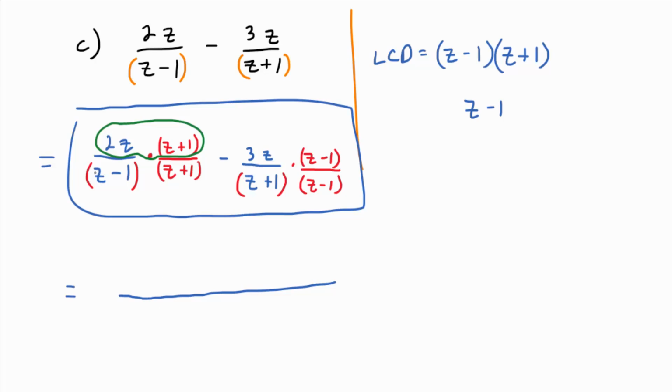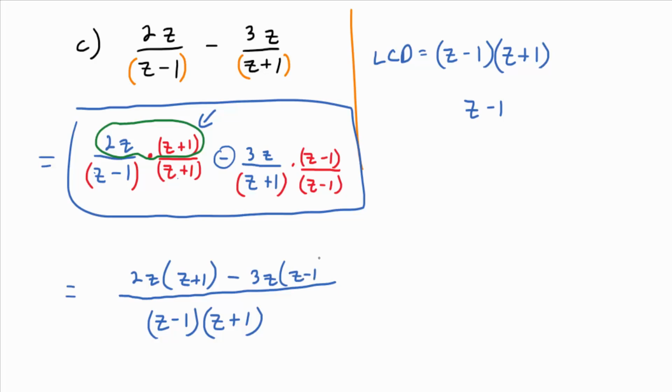The common denominator is z minus 1 times z plus 1, or z plus 1 times z minus 1, doesn't matter. The order of multiplication does not matter. So there's the common denominator that we came up with. And the term we get from this one is 2z times the quantity z plus 1. So that's the left-hand numerator. And we're going to subtract the right-hand numerator. Now, notice I haven't distributed yet, because I wanted to make a point about that distribution.